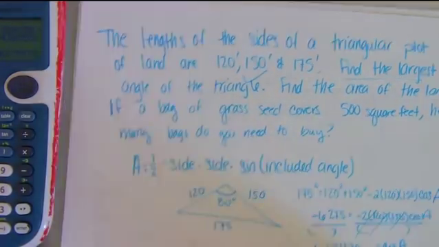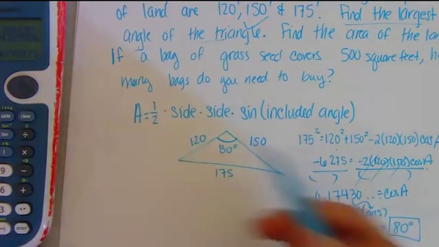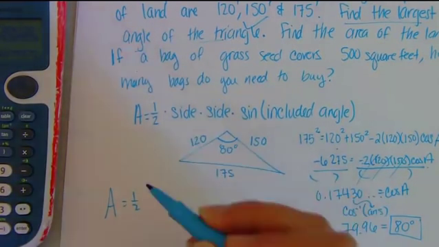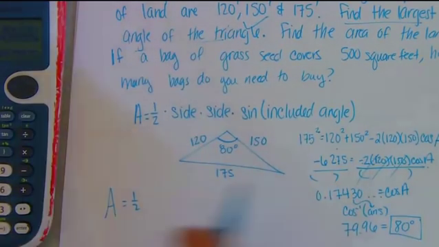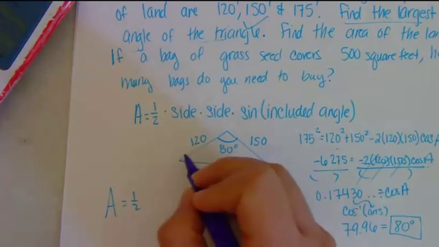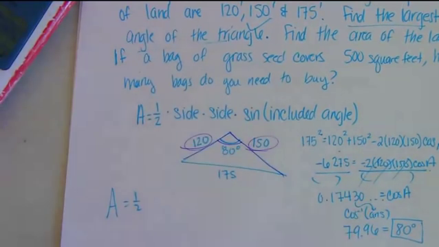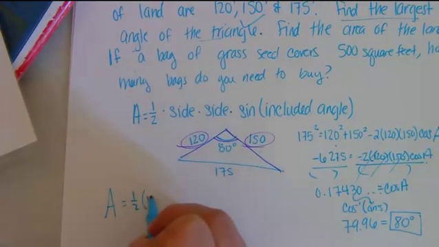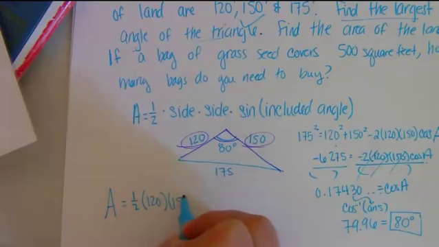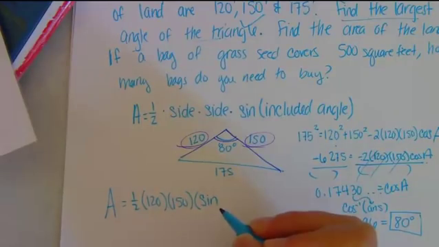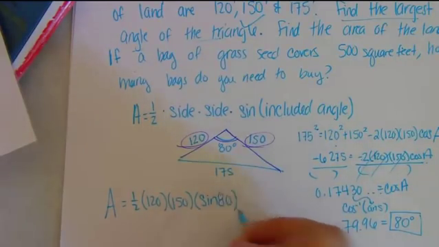Find the area of the land. So finding the area, I'm going to use this formula: area equals 1/2. Now the question is, what sides do I use? This is the only angle that I have. There's no reason that we have to go find another angle because I already have a side and the included angle. So I'm going to use the 120 and the 150 for my sides. So times 120 times 150 times the sine. Ooh, we haven't used the sine all day. Times the sine of 80, because that's what we found our angle to be.